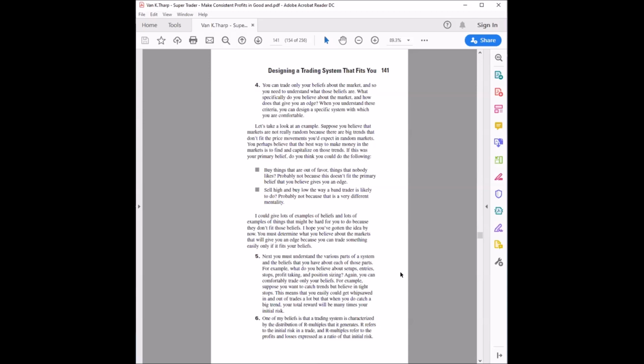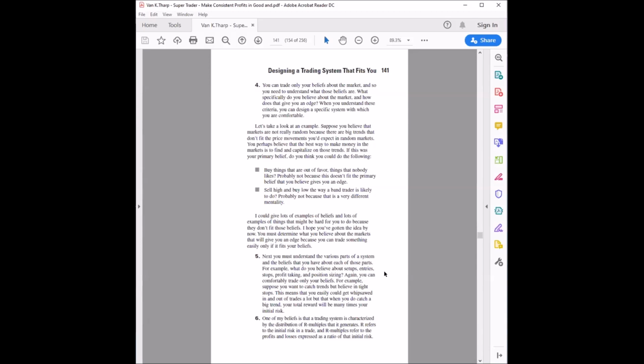So he says, let's take a look at an example. Suppose you believe that markets are not really random. There are big trends that don't fit the price movements you'd expect in random markets. You perhaps believe the best way to make money in the markets is to find and capitalize on those trends. Okay, so we can all relate to this little hypothetical here. If this was your belief, do you think you could do the following? Could you buy things that were out of favor, things nobody likes? Probably not, because that doesn't really fit your belief that gives you an edge. Would you sell high and buy low the way a band trader is likely to do? Probably not either, because that's a very different mentality.